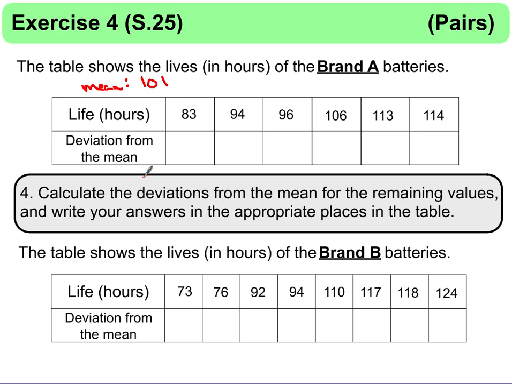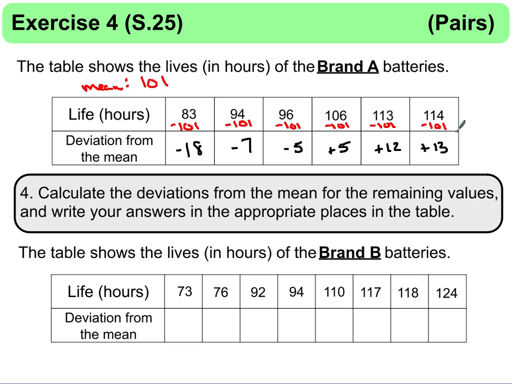So if I wanted to find the deviation from the mean, I'm going to take each of these numbers and subtract 101 from each of these values, as I'm writing here. So when I subtract 101 from each of these particular pieces, I get a negative 18, a negative 7, a negative 5, a positive 5, a positive 12, and a positive 13.